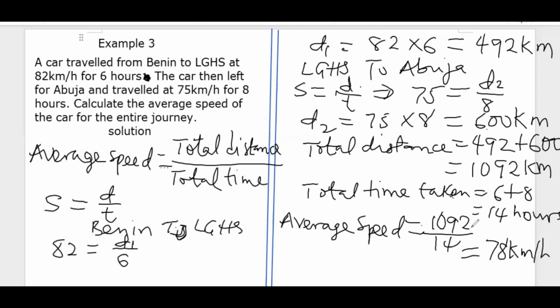Suppose someone has made the mistake of saying the average speed is simply this plus this divided by 2. If you say 82 plus 75 divided by 2, you would have got something like 78.5 kilometers per hour, which is wrong. So anytime you have to find the average speed, just work it out, ensure you get your total distance and you get your total time taken. Then you divide, and that is all.